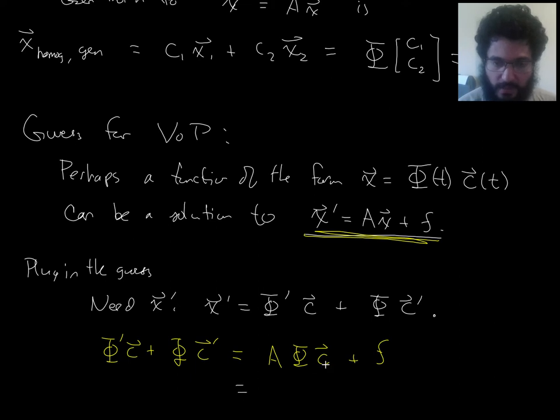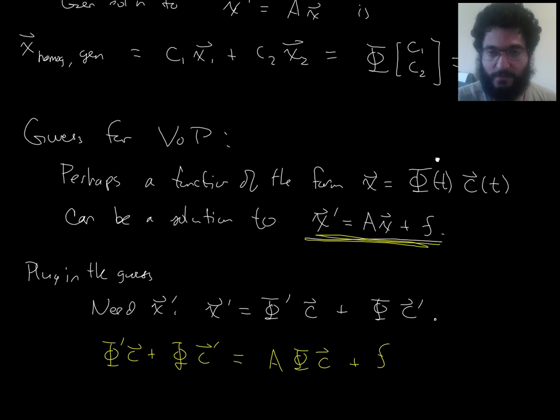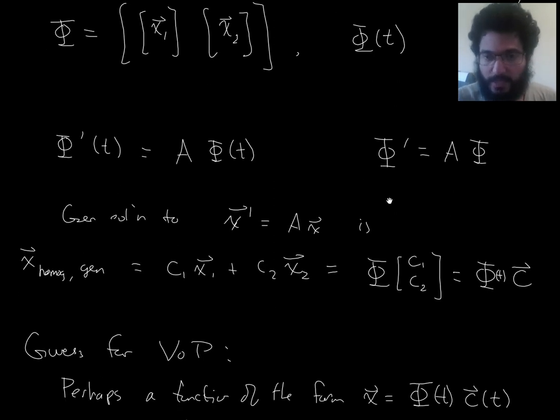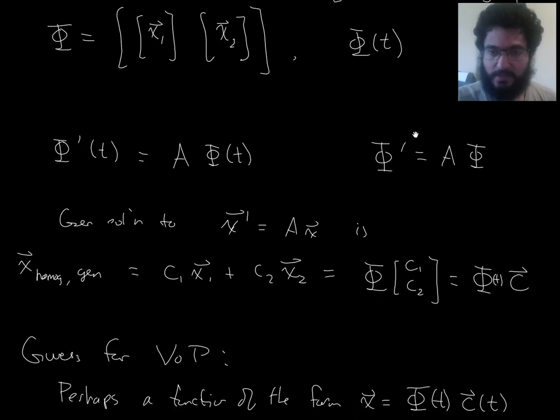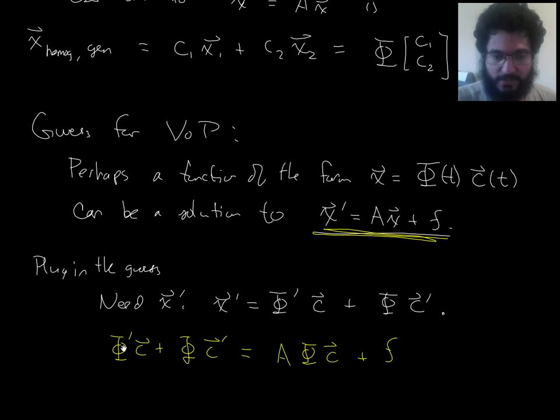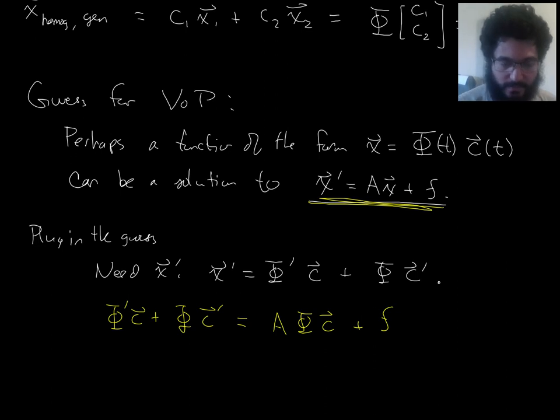Okay, but remember that phi isn't just any old random matrix of functions. It's built out of x1 and x2, which were solutions to the homogeneous differential equation. And we express that fact by saying phi prime is a phi. So this is the fact that phi was built out of solutions to the homogeneous. Phi prime is a phi. So the phi prime you see here is actually a phi. So let me rewrite this, but with a phi instead of phi prime.